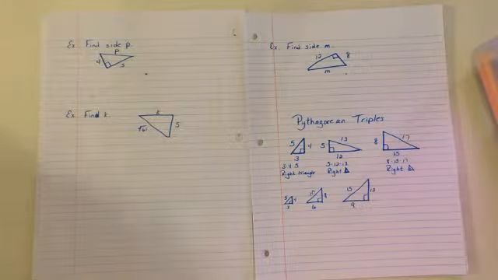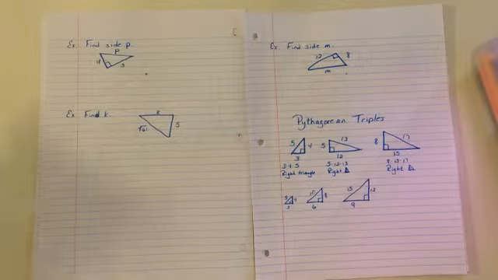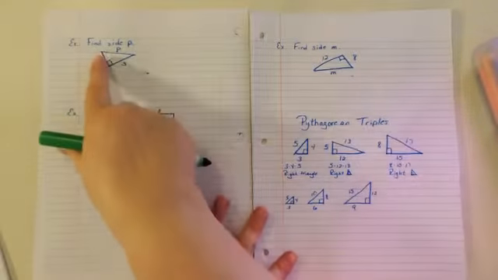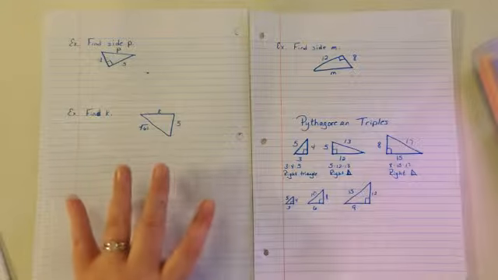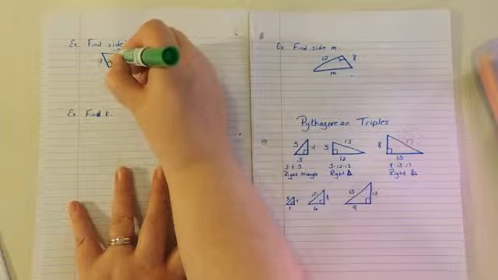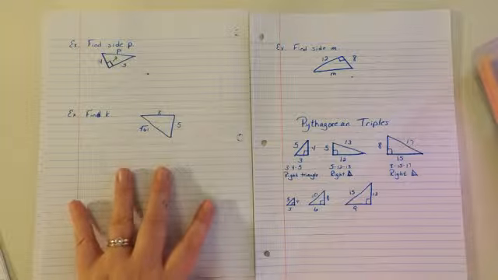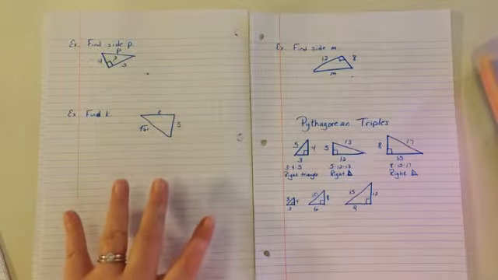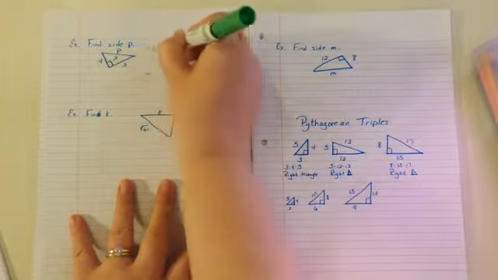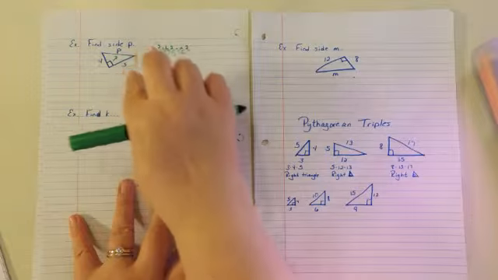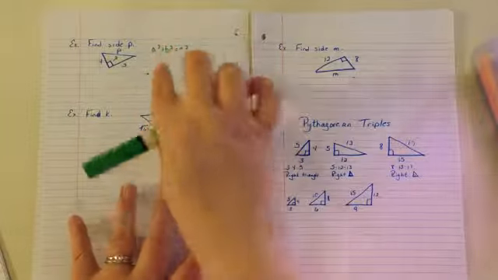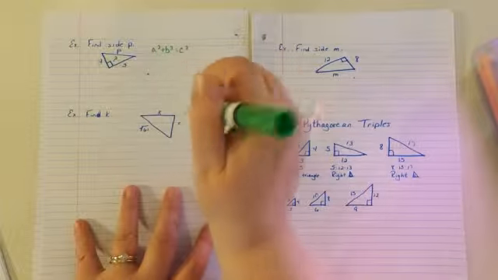Okay, here's another triangle. It says find side P. So here's the right angle. We know that the side opposite is the hypotenuse, so in this case P is the hypotenuse. So we have a squared plus b squared equals c squared. It doesn't matter which of the legs is a and which one is b, because it's added. So it doesn't matter which order they're in.